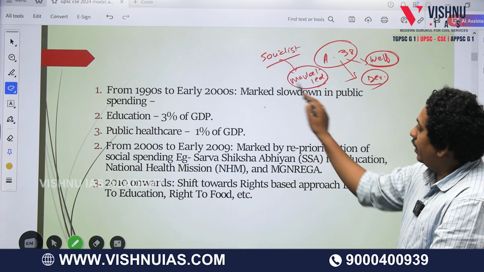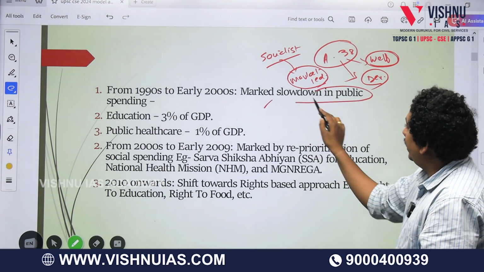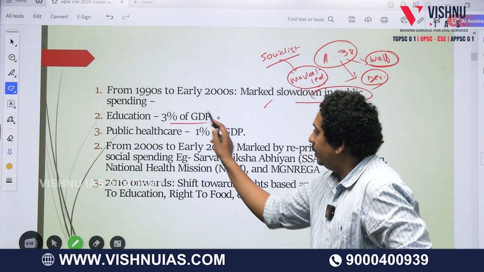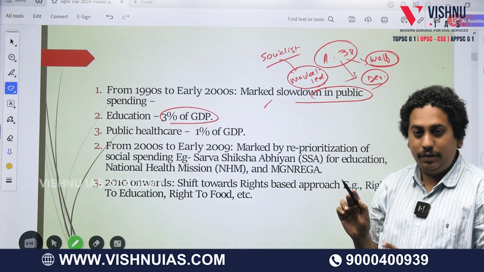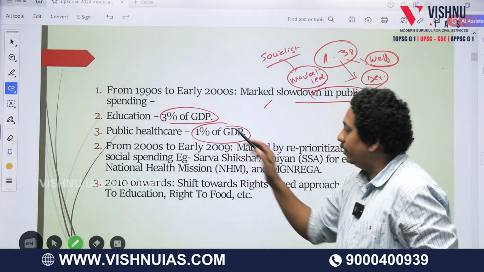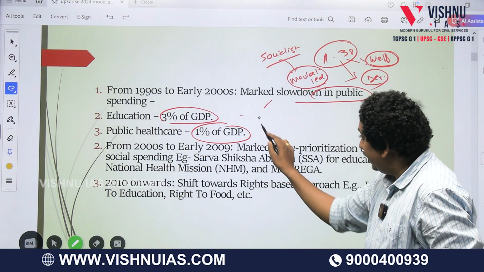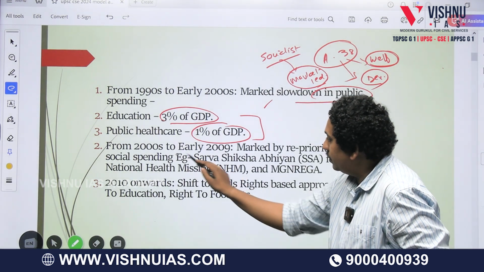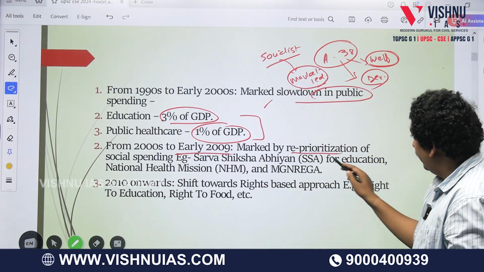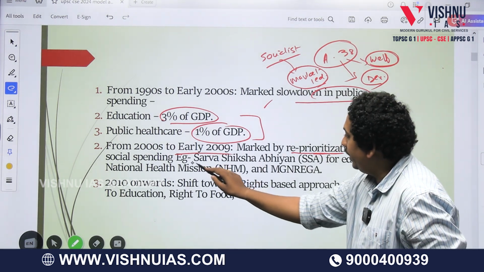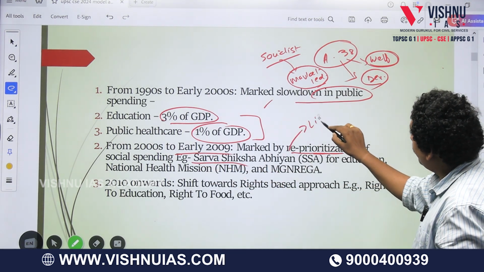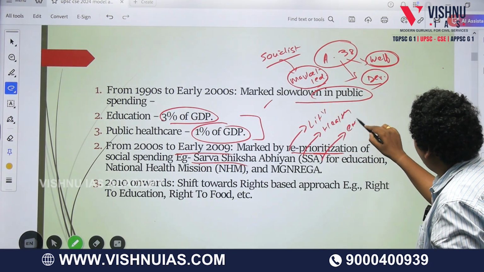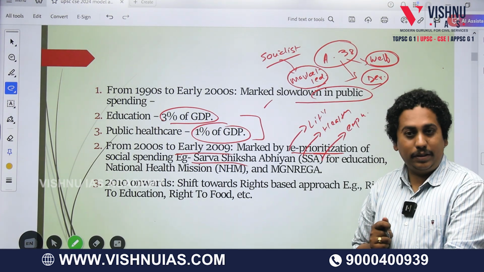From 1990 to the early 2000s, we marked a slowdown in public expenditure. On education, how much are we spending? This kind of statistics and data you would have presented. How much are we spending on healthcare? Hardly 1% of GDP, though this percentage is increasing nowadays. Next, from the 2000s to around 2009, we were marked by reprioritization of social spending. For example, we started spending on literacy, on health, and on employment generation. They are all different components of inclusive growth.